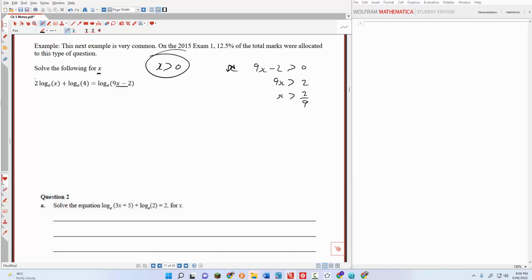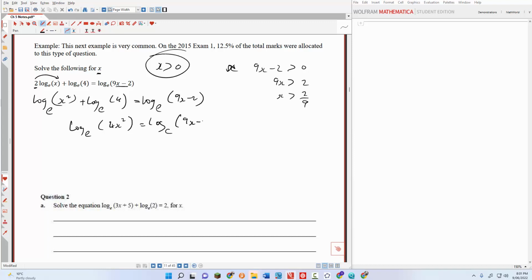So what we'll do first of all is this 2 here, we're going to bring it back up to there. So it's going to be log e x squared plus log e 4 equals, why did I write a 9? Log e 9x take 2. Alright, so once we've done this move here, then we're allowed to do the combine law. So what we're allowed to do is stick these two logs together once we've got no coefficient. We can't make this move when there's this coefficient here. Alrighty, so what we're going to do is rewrite this as one log, which is log e 4x squared equals log e 9x take 2.